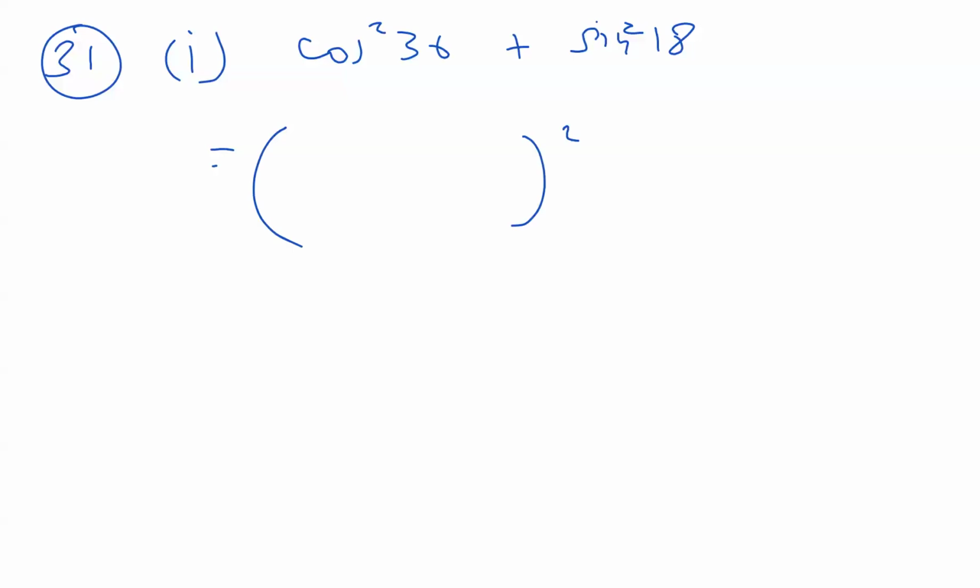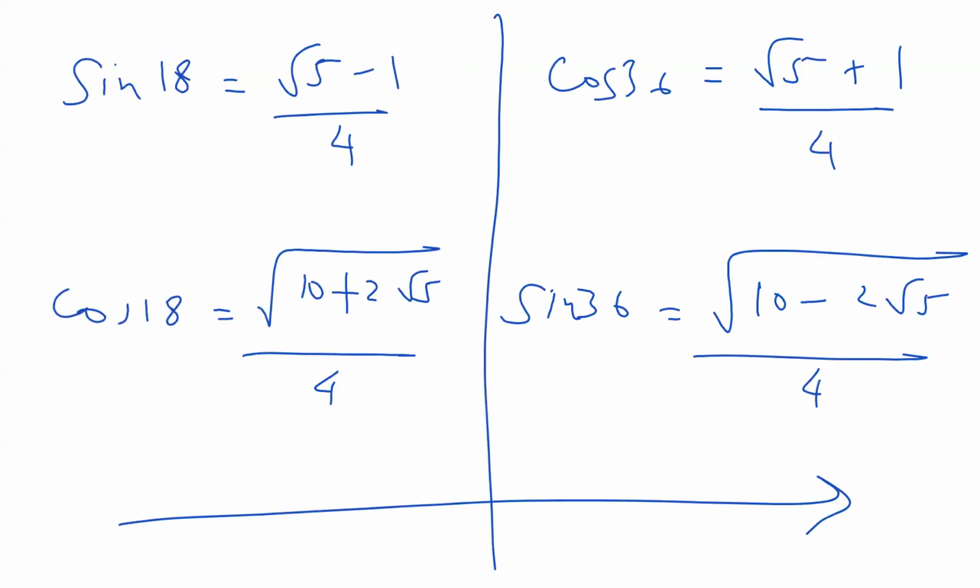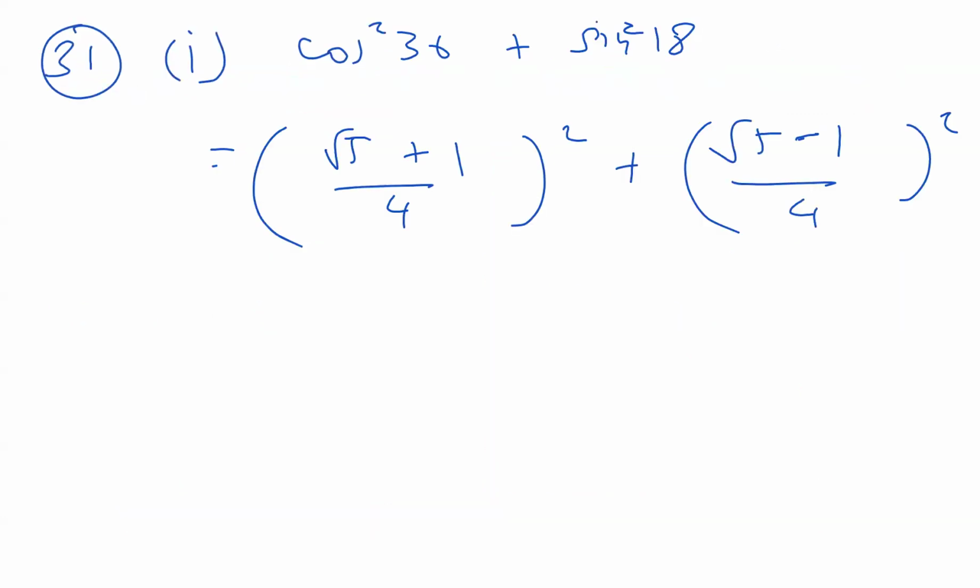So question number 31, sub question 1. Cos square 36 plus sine square 18. Okay, now you know the values: root 5 plus 1 upon 4, root 5 minus 1 upon 4. Because these four values you have to buy out for the exam. Proofs I have taught you for the safer side, but the values you should know. So this is self-study because you don't require my help over here.